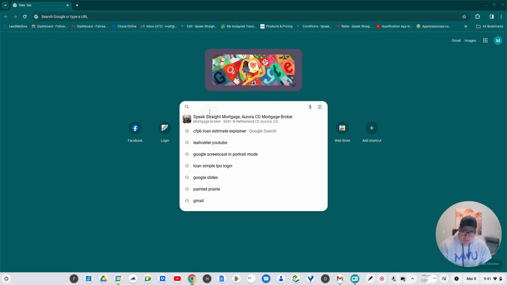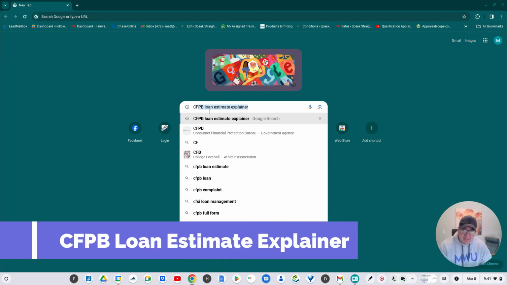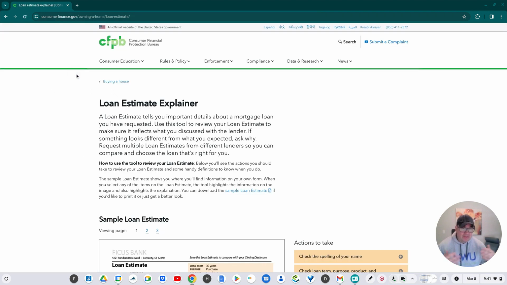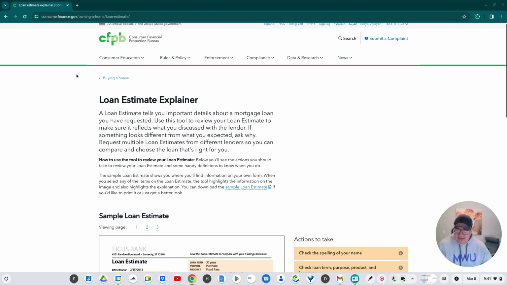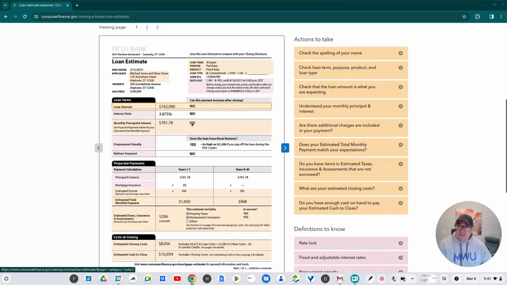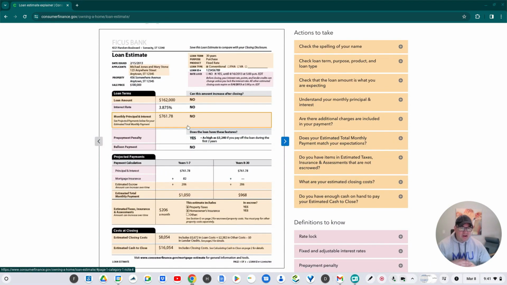So to start out, we're going to type in Google CFPB Loan Estimate Explainer. CFPB is the Consumer Financial Protection Bureau. It's an objective source of information that was designed to educate consumers about the home buying process and other processes. Once you click this Loan Estimate Explainer, this comes up with the first page of a loan estimate. If you haven't bought a house before and you haven't seen a loan estimate, this is something that will come up as the loan process goes along, because everybody has to use this format. Once a house goes under contract, you will see a loan estimate in this form.